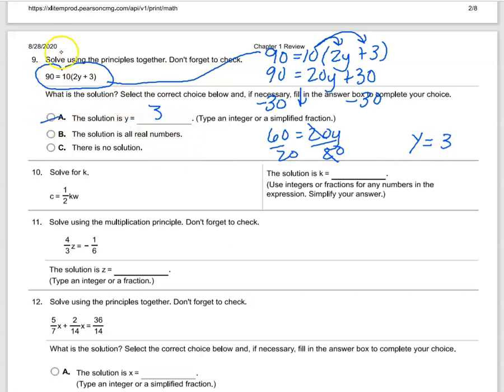Okay, now let's go back and check our work this time. Is 90 equal to 10 times 2, instead of y, we're going to say 3, plus 3? Order of operations says to do what's in the parentheses first. So 2 times 3 is 6. 6 plus 3 is 9. 9 times 10 is 90. So yes, we checked our work.